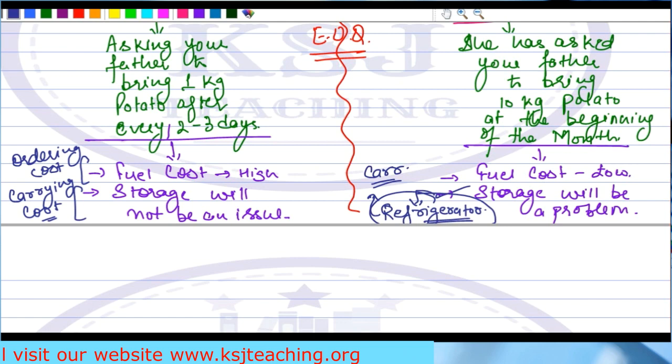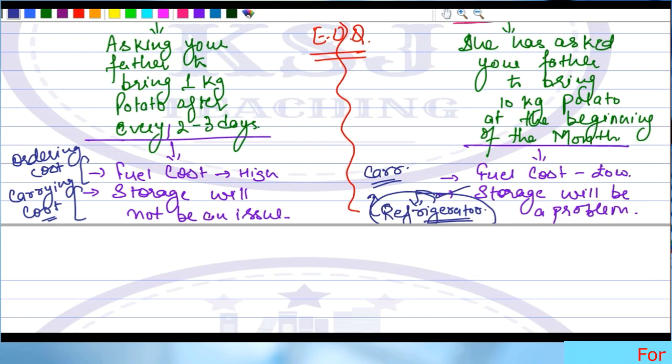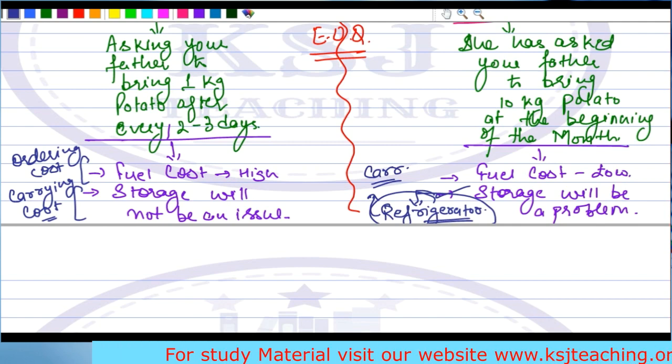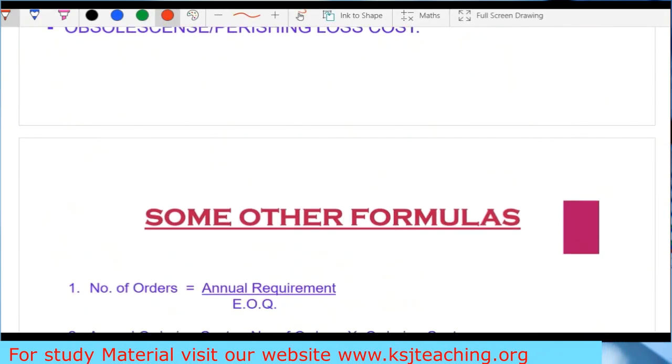So the fuel cost is your ordering cost. From the time your mother places an order with your father to bring 1 kg potato, till the time that potatoes come to your home, any cost in between is your ordering cost. Clear? So this is your ordering cost and this is your carrying cost.